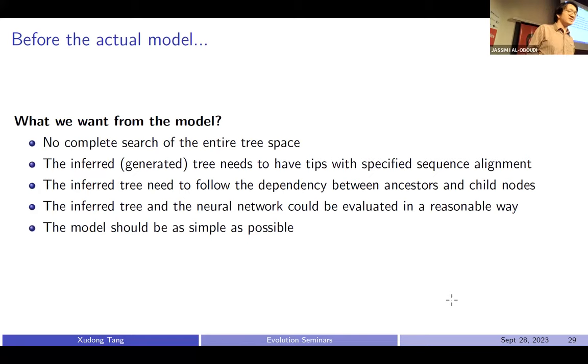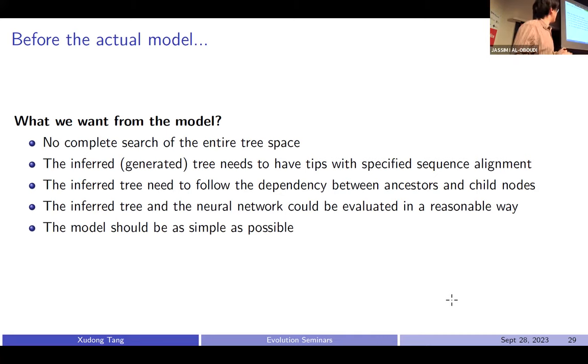Before I actually present the model that I'm working on right now, let's go over what we want to achieve from the model. First thing, no complete search of the entire tree space. We want to solve the main struggle we face for all the current deep learning methods. The second one is we want the inferred tree to have tips with specified sequence alignment. So this is actually just the problem of phylogenetic inference: given the sequence alignment for the species, give us the topology. The third one is the inferred tree needs to follow the dependency between ancestors and child nodes. So the ancestor nodes need to be based on the child nodes.